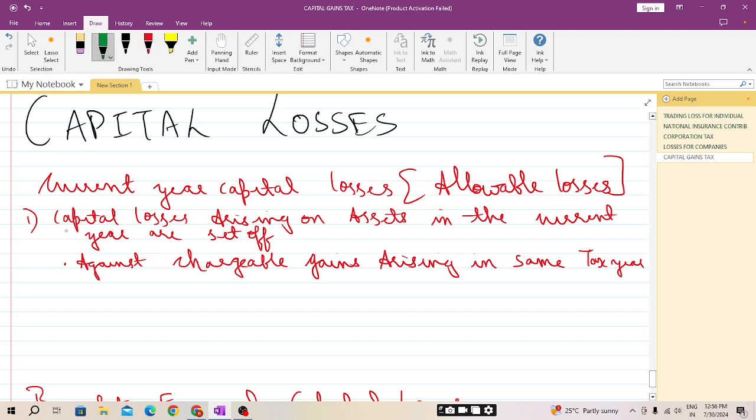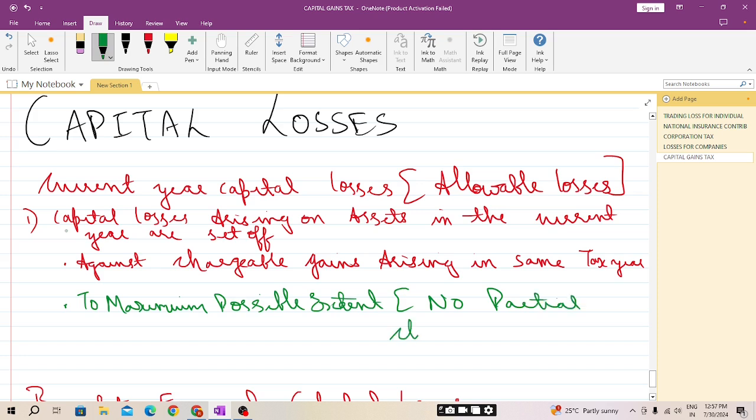Then the second most important point is that the chargeable gains will be set off to the maximum possible extent. Maximum possible extent means no partial claim is allowed. Partial claim means, students, we can't restrict the amount, we can't select the amount which we need to reduce. We need to reduce it to the maximum possible extent. No partial claim allowed. I hope this is clear. The current year capital loss is clear.